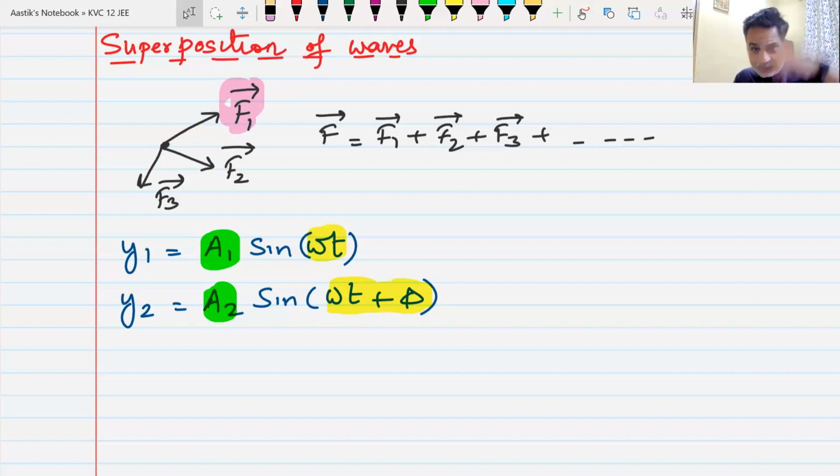Now, these are the displacements produced by the individual waves. If at one point this wave is coming, it is causing a displacement. At the same time, this wave is also coming, and it is also causing a displacement. Let us only take two waves because we'll only be dealing with two waves. What will be the net displacement of the particle? One wave is coming, other wave is also coming.